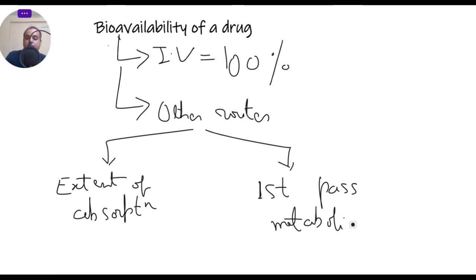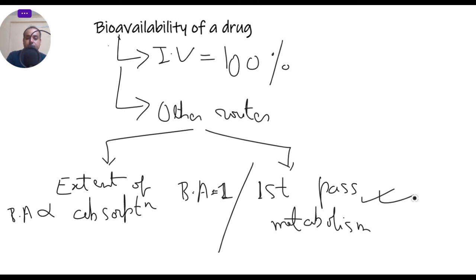So first pass metabolism. And how are the two related to each other? Bioavailability is inversely proportional to first pass metabolism, right?